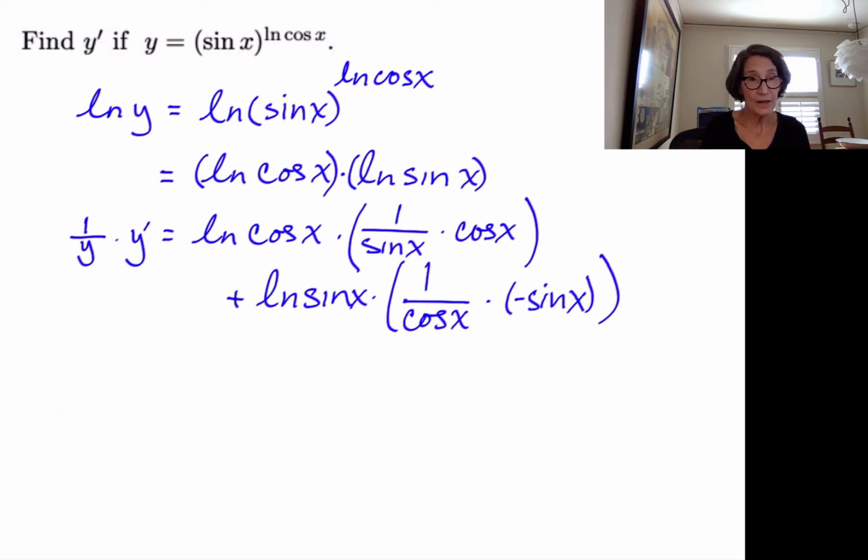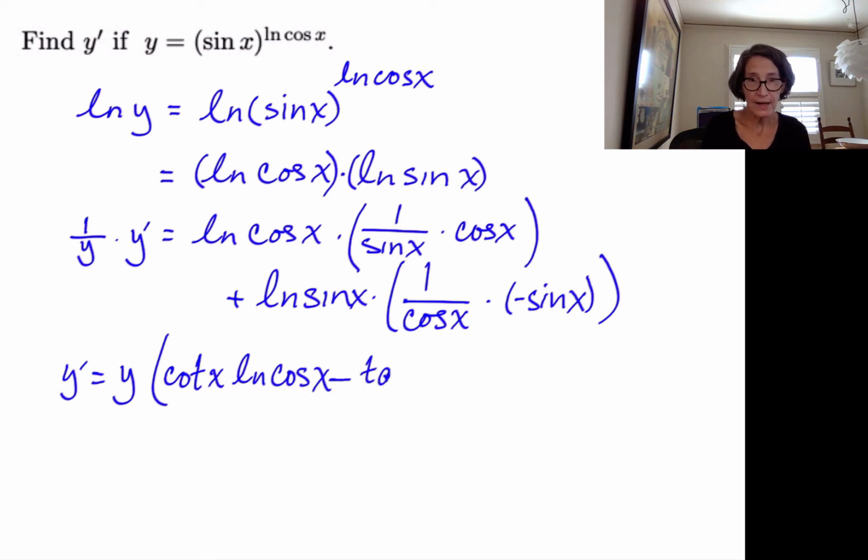And we're going to multiply by y on both sides. So multiplying the left side by y leaves us with y prime. And on the right side, we're going to have y times, and I'm going to rewrite the first term as the cotangent of x times the natural log of the cosine of x. The second term is going to be rewritten as negative tan x times the natural log of the sine of x.